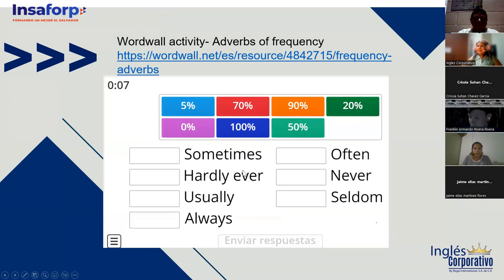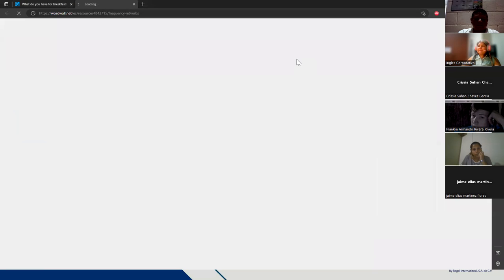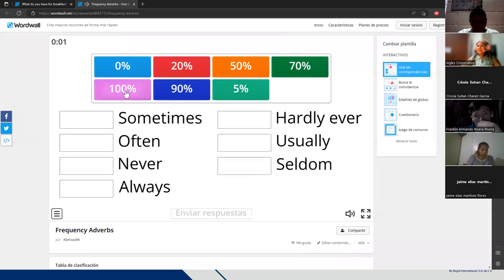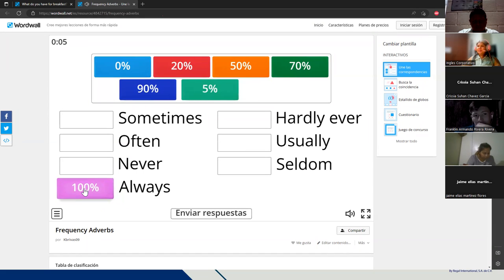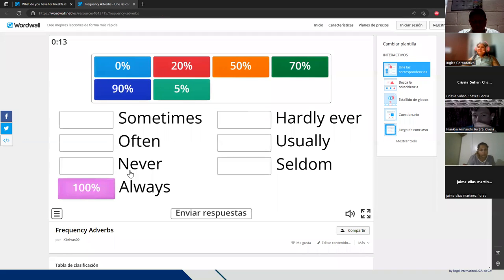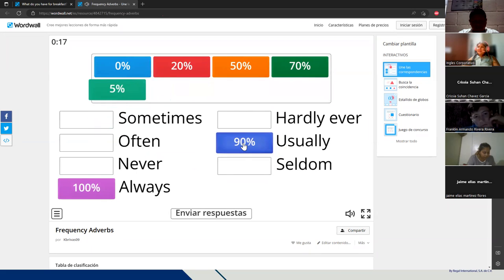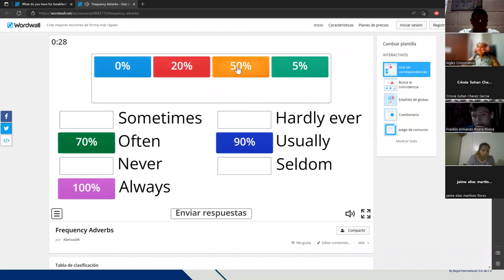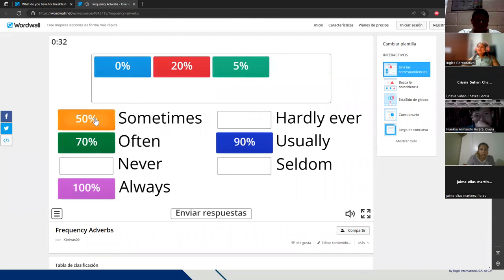We have here the adverbs of frequency. We are going to add the percentage, okay? Vamos a agregarles un porcentaje de cómo lo usamos. For example, 100% will be always. Where will be the 90? Usually. Okay. Sometimes. What about 70? Often. And 50? Sometimes. And the 20? Hardly ever.